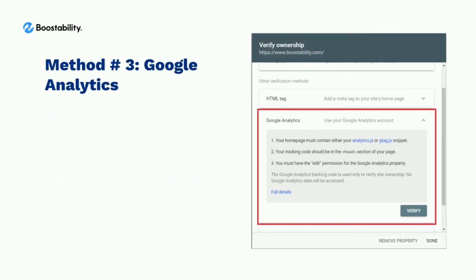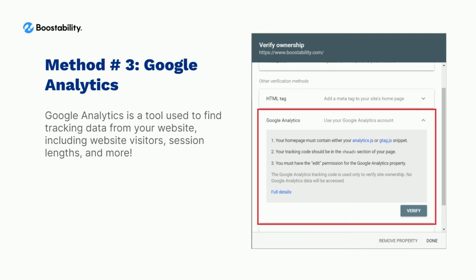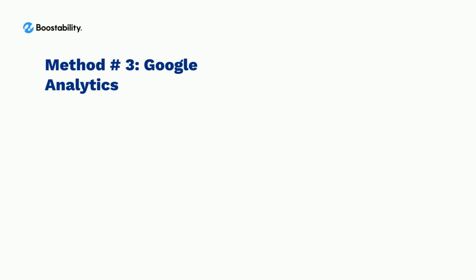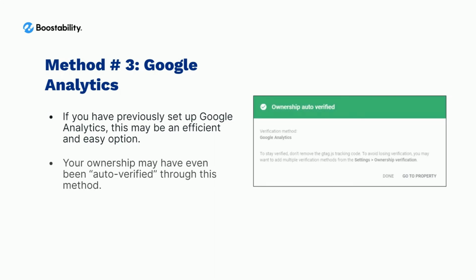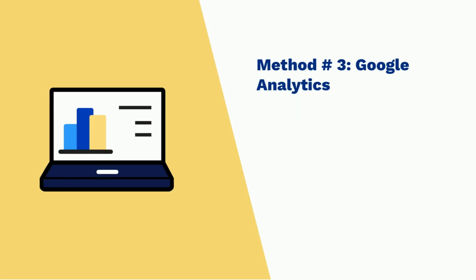Another common way to verify is by using your Google Analytics tracking code. Google Analytics is a tool used to find tracking data from your website, including website visitors, session links, and more. If you have previously set up Google Analytics, this may be an efficient and easy option. Your ownership may have even been auto-verified through this method. If that is the case, then great, you are good to go.